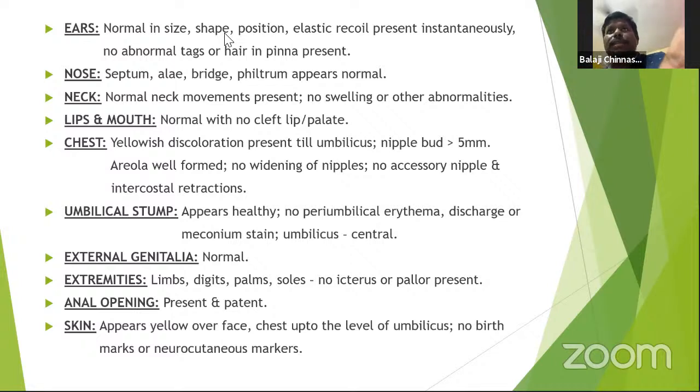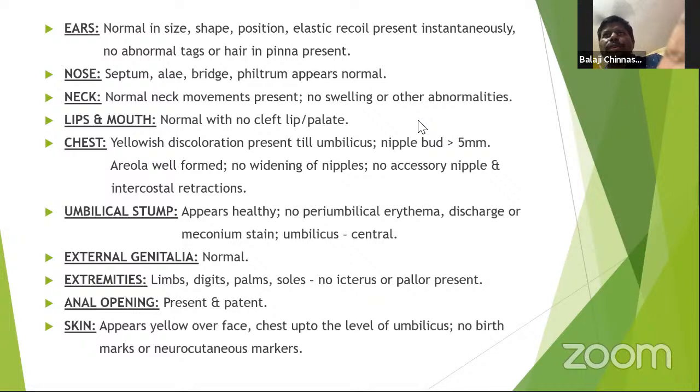sole crease. Preterms will have fewer creases, but term babies will have creases initially over the anterior 1/3, then 2/3, then the full sole. Then the breast bud. How will the breast bud be? For preterm, it will be barely visible, but slowly you will have a good breast bud, up to 1 centimeter. The areola and the breast bud will be well formed in term babies.